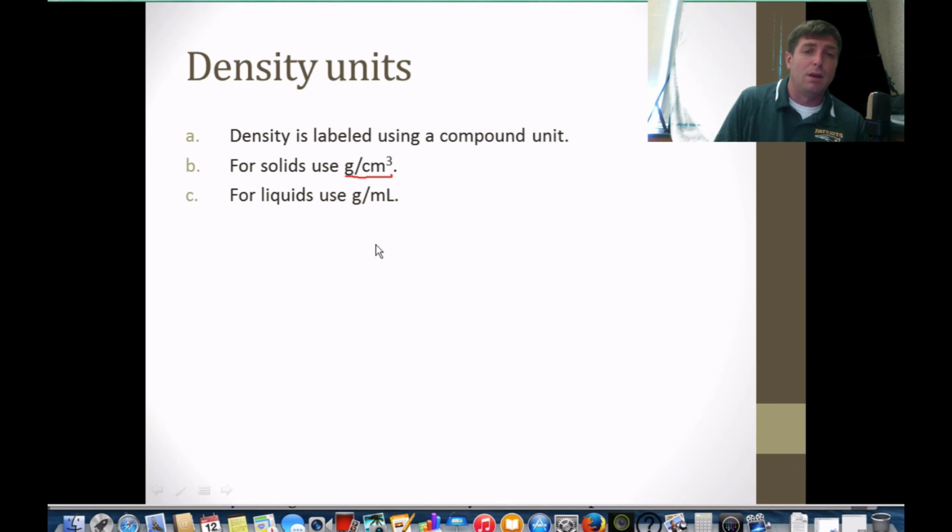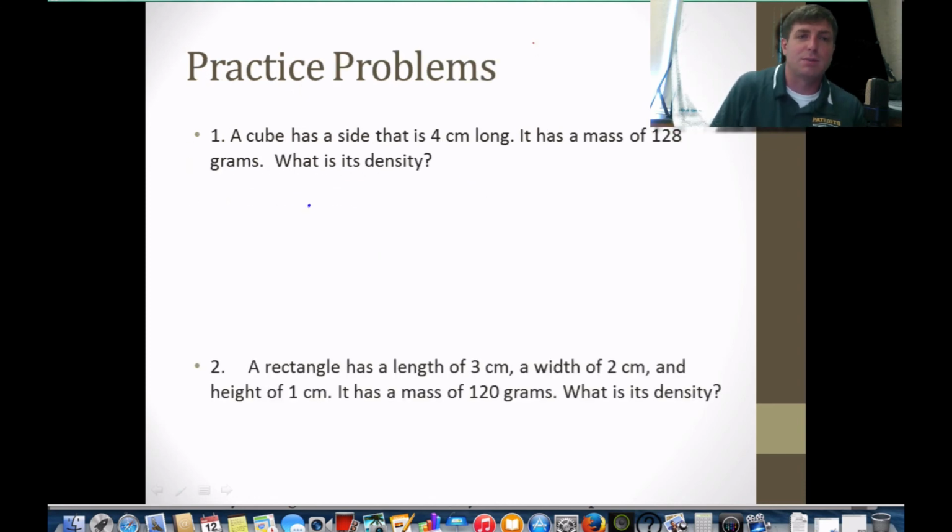Okay, guys, let's try a few practice problems to make sure you have this density thing down. Once again, a cube has a side that is 4 centimeters long. It has a mass of 128 grams. What is its density? Okay, so we know our formula is D equals M over V. We know our mass is listed in the problem. It's 128 grams. Our volume, though, is a little tricky. It says a cube has a side 4 centimeters long.